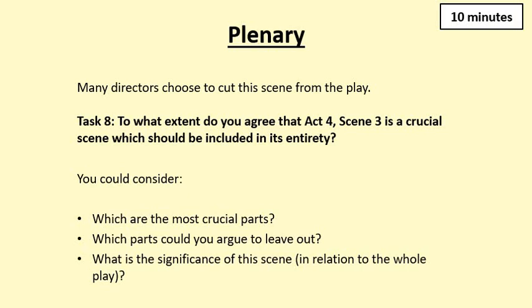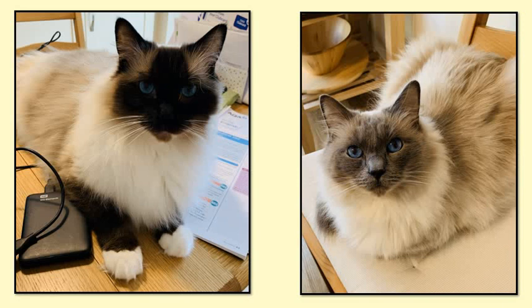My final slide is of my cats, obviously. Here they are. They won't leave me alone.